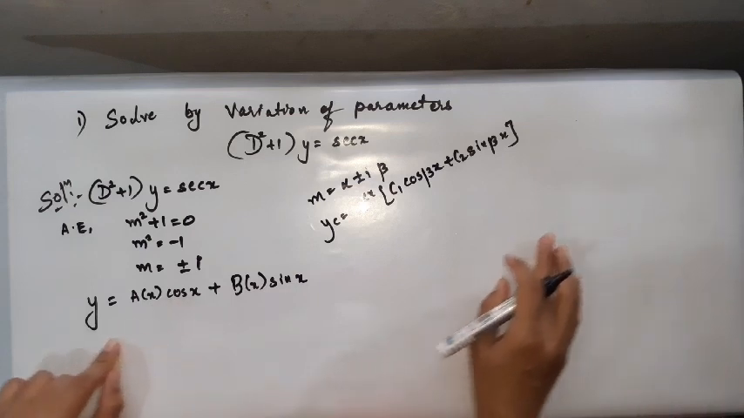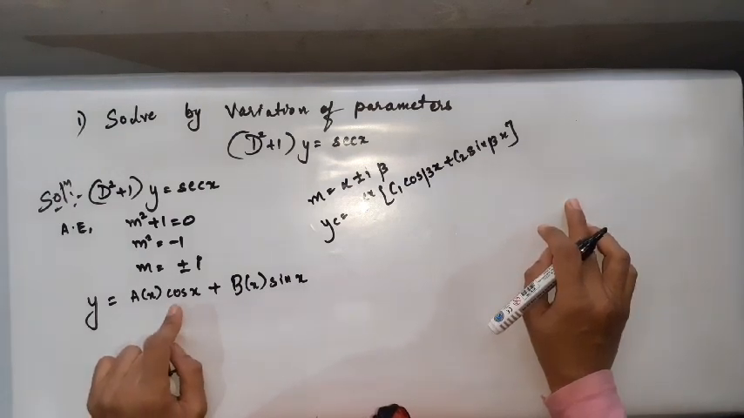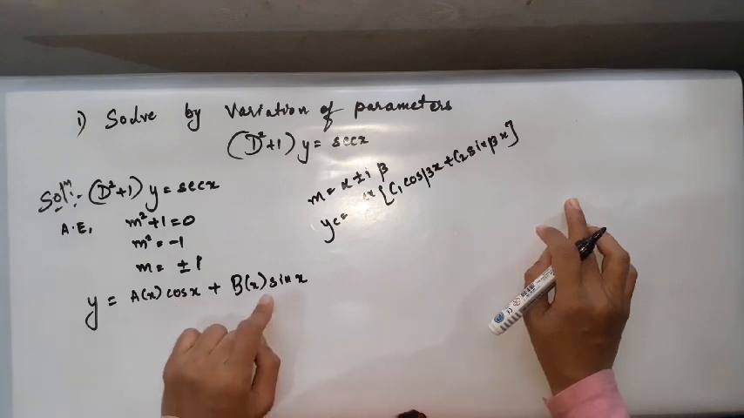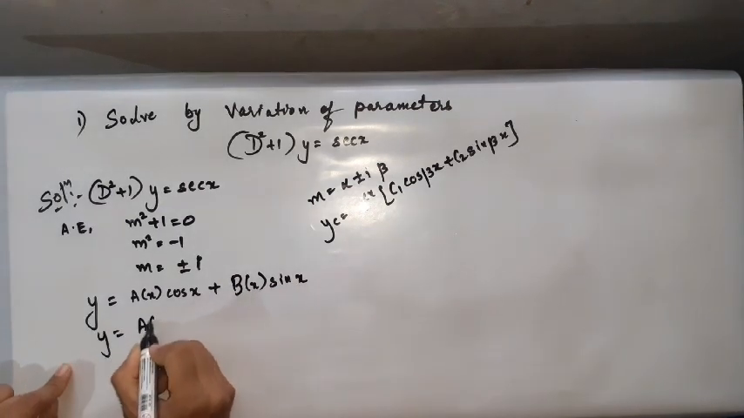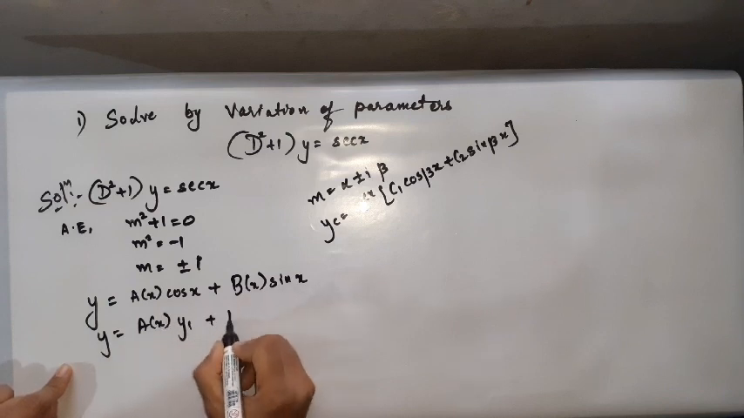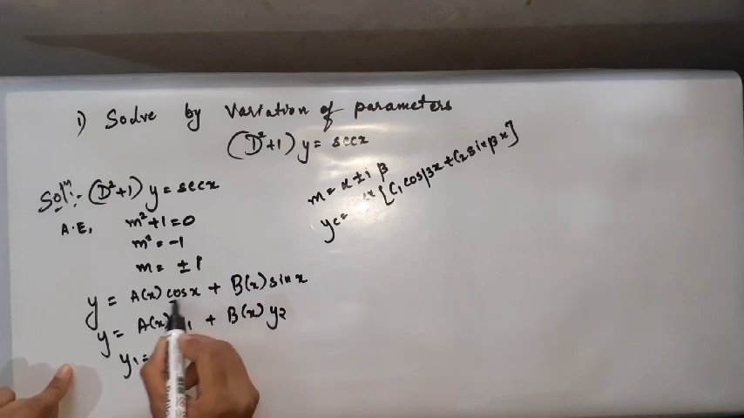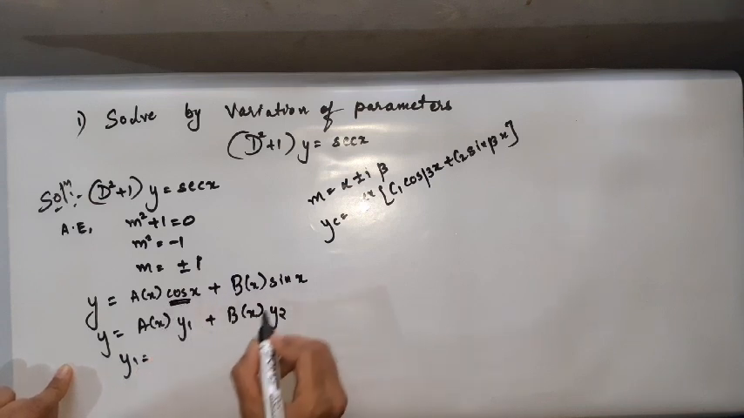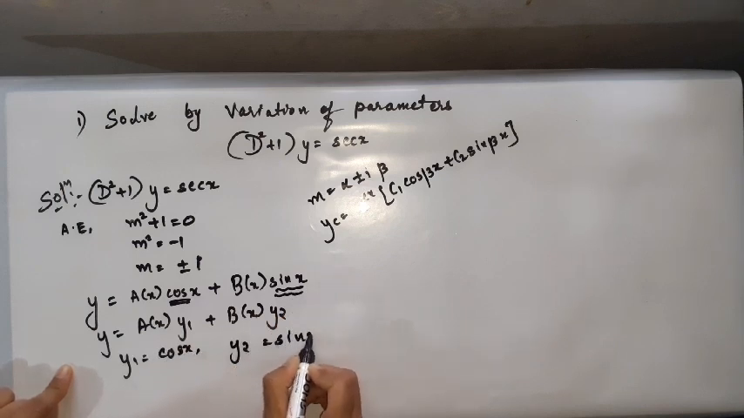Okay. Now, the one which is appearing with a of x, we will call it y1, and the one which is appearing with b of x, we are going to call it y2. So, see here, our y is a of x into y1 plus b of x into y2. Our y1 is this part, cos x, and our y2 is this part, sin x. So, y1 is cos x and y2 is sin x.